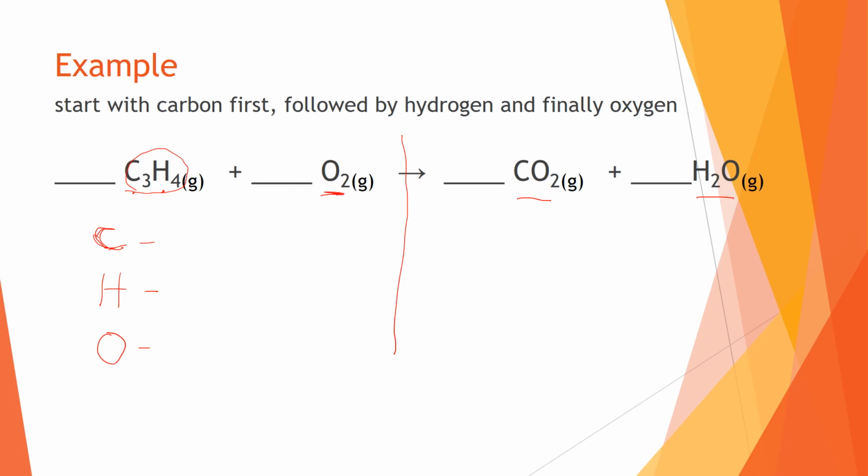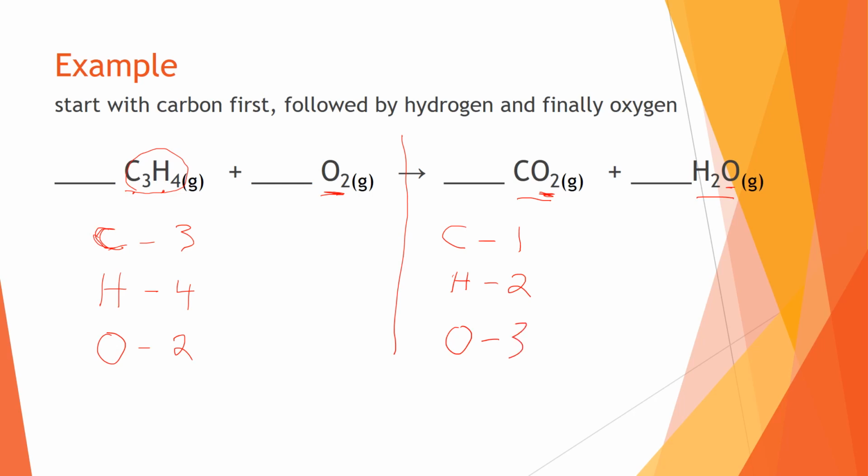But I don't need to change water in this reaction. Okay, so again, over here I have carbons, I have hydrogens, and I have oxygens. When you're doing hydrocarbon combustions, we want to start with our carbon first. Over here I have 3 carbons, 4 hydrogens, and 2 oxygens. Over here I have 1 carbon, 2 hydrogens. Now this one's a little bit tricky. Over here I have 2 oxygens, and over here I have 1 oxygen. So I have to add them together. I have 3 oxygen molecules.